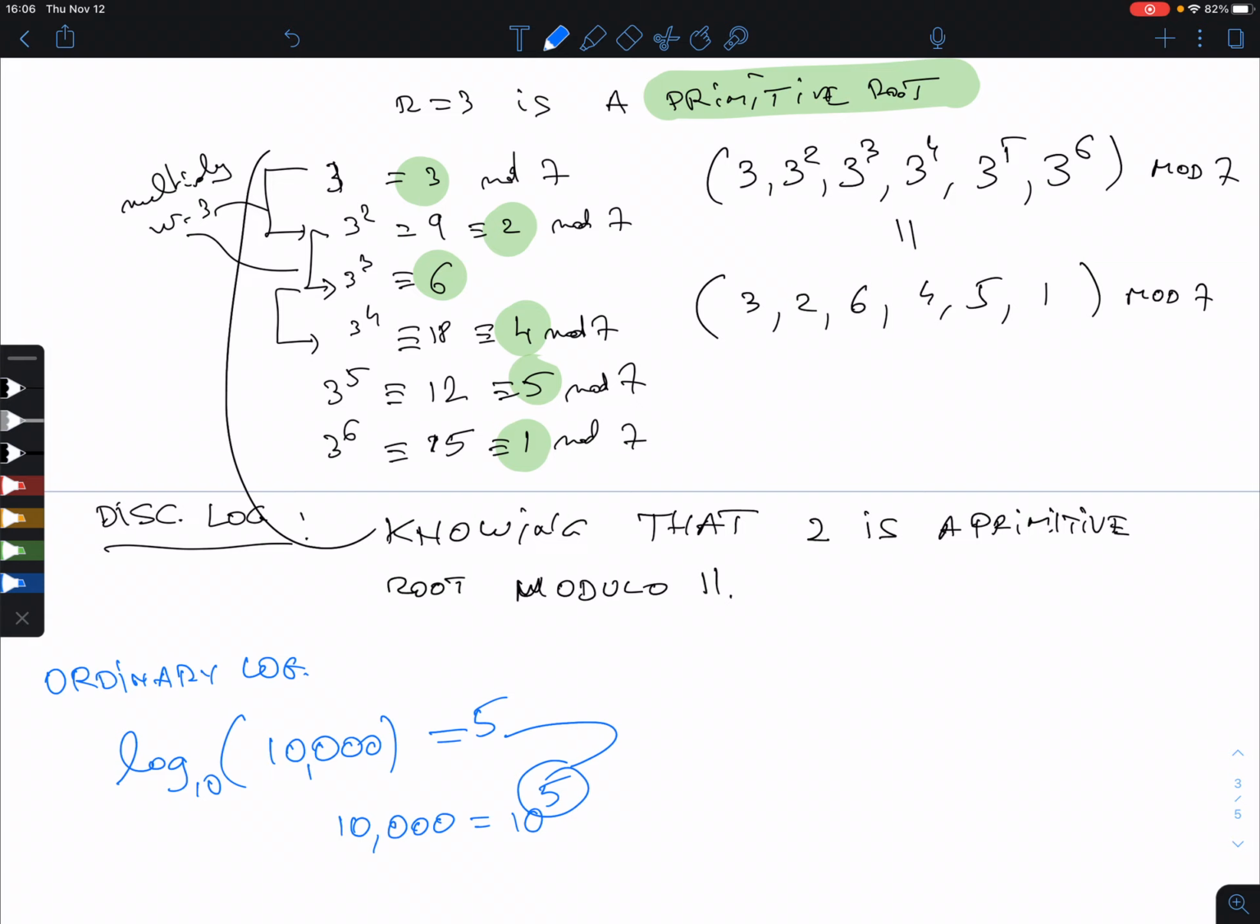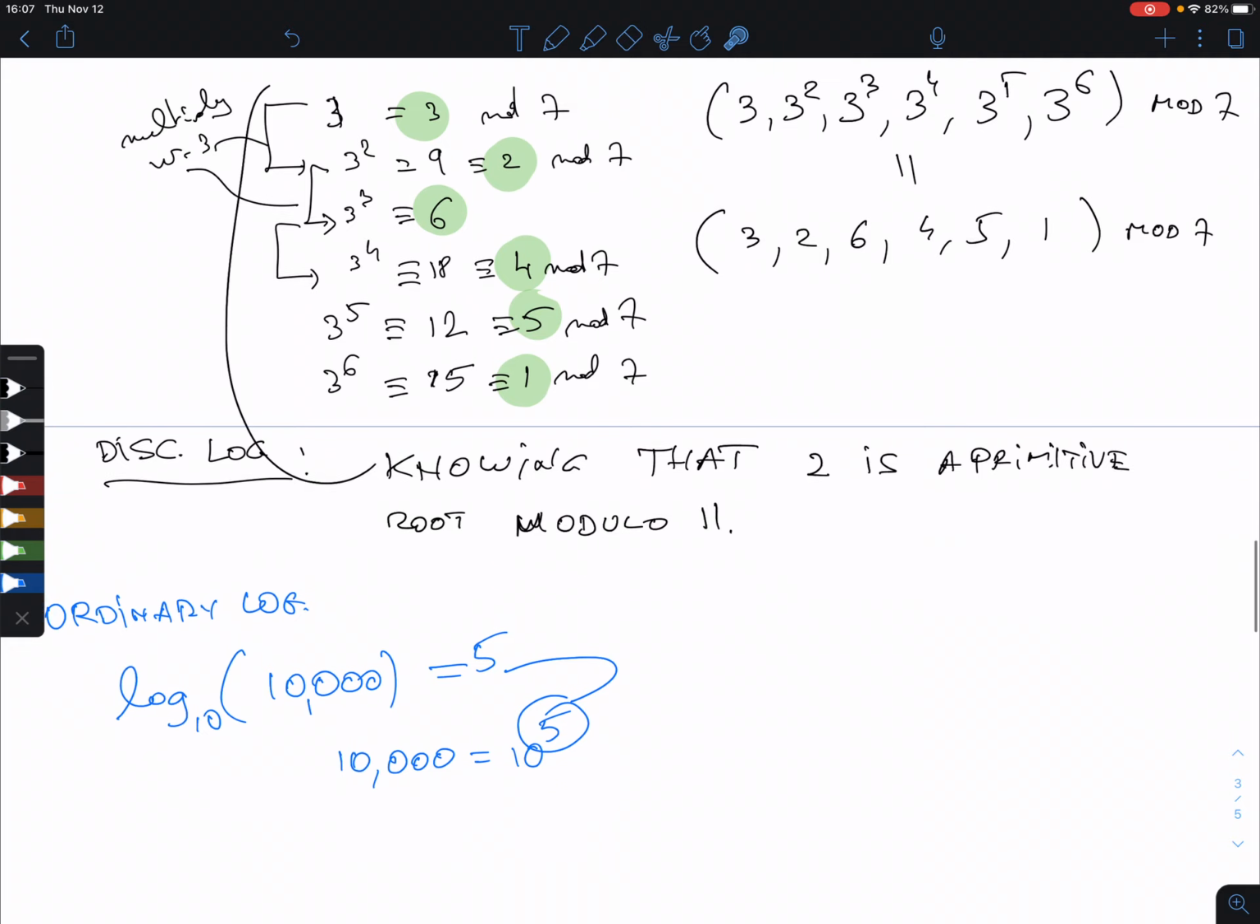It's the power that you need of your base, given a certain number, what power do you need of your base to get that number? What power do you need to get 3? Well, power 1. What power do you need to get 2? Power 2. What power do you need to get 6? Power 3. To get 4, power 4. To get 5, power 5. Now, you might try to find a pattern here. There is no pattern. And that is the main thing. There is no pattern. Now, this might not convince you, but you'll see it when I do modulo 11.